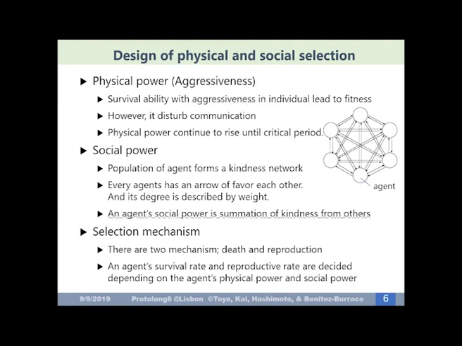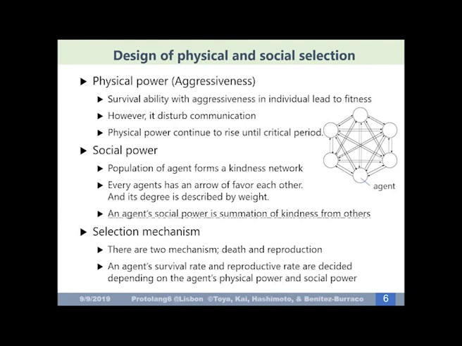And I will explain the design of physical and social selection. First, agents have physical power. This is survival ability, with aggressiveness in the individual leading to fitness directly. However, this parameter disturbs communication. This power continues to rise until the critical period.